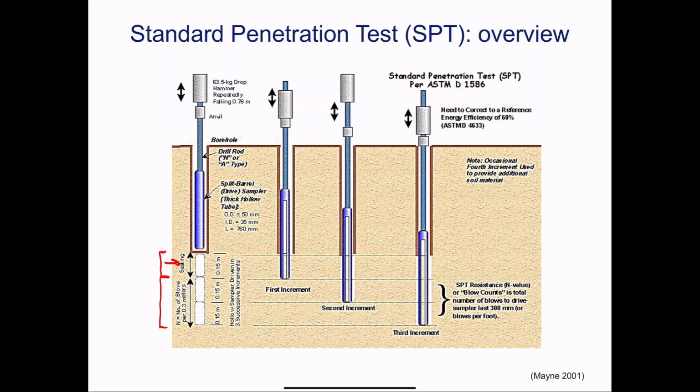So back to our SPT test. In essence, we take how many increments? Well, the seating drive is 150. 150 divided by 75 is 2 increments. And then we take 4 increments. So there's 2 increments here, and then there's 4. So you take about 6 increments of blow counts. Again, when we look at the log for SPT testing, it'll be more clear what's going on.